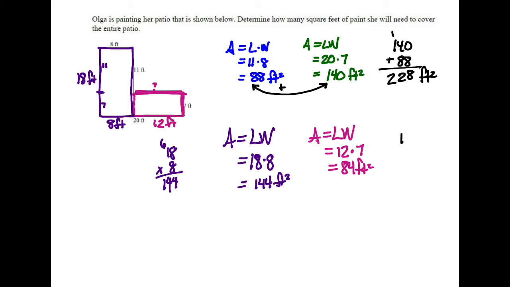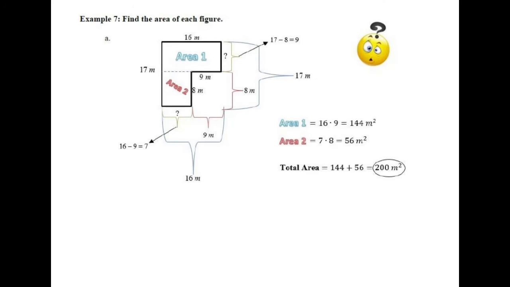Okay, so 144, we're adding these two up now, plus 84 is 228 square feet, same thing. So the blue and green one was much easier than the purple and pink one, but we got the same answer. Okay, here's another one of those complicated areas that makes it look really bad. Let's take a look at it on the next page, and I've erased everything.